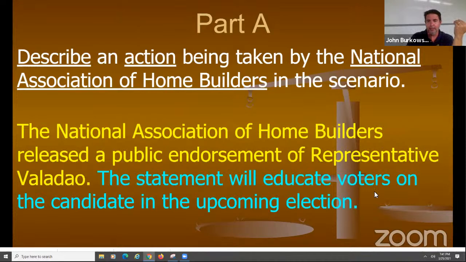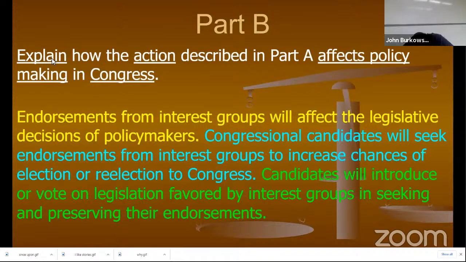Explain. Oh, no. Why? All right. How the action described in part A, see how they did it? Described in part A affects policymaking in Congress. Have you been noting what's been happening here? The underlining, even underlining the scenario, but also underlining so you're familiar with what this question is asking. That helps you? Awesome. Do it. Explain the action affects policymaking in Congress.